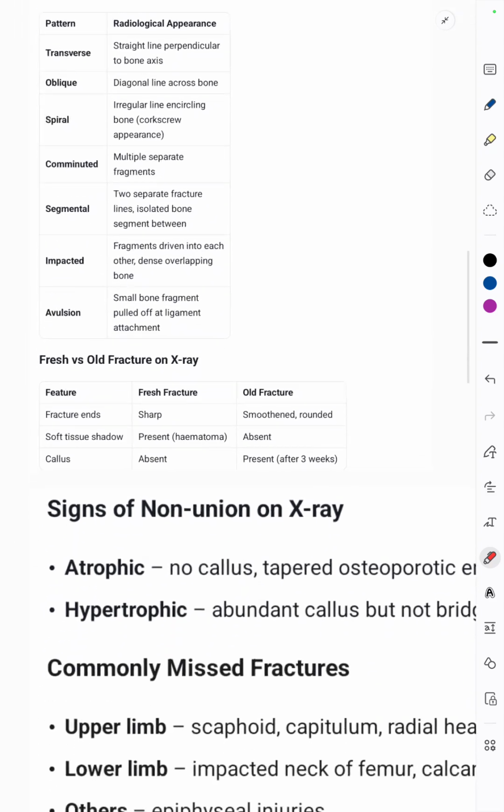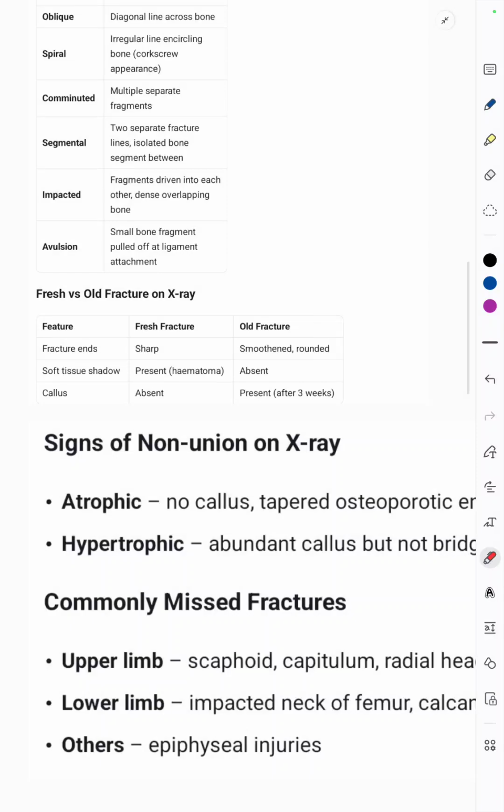Then fresh versus old fracture, how to differentiate on the X-ray. The fracture ends in a fresh fracture are sharp, they are smooth in case of an old one, and soft tissue shadow is present in a fresh fracture while it is absent in an old one. The soft tissue shadow is because of hematoma. Callus formation is seen in older fractures after about 3 weeks.